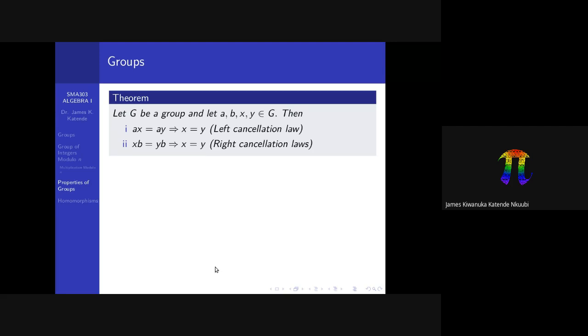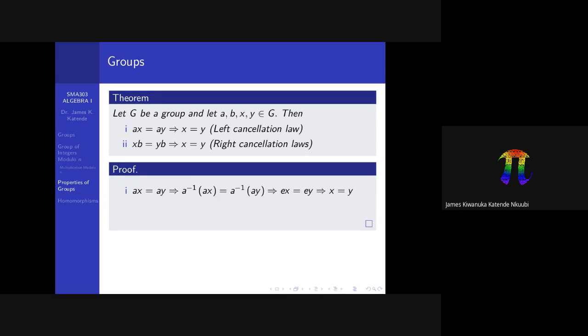So let's prove this. Let's prove the first one. The first one assumes that AX is equal to AY. We can pre-multiply both sides of the equation by A inverse. We can shift our brackets so that we have A inverse multiplied by A to give us E. The same on this side, A inverse and A will give us the identity, E. Then we can drop the identity because the identity leaves the element in place, which gives us X is equal to Y. So that proves the left cancellation law.